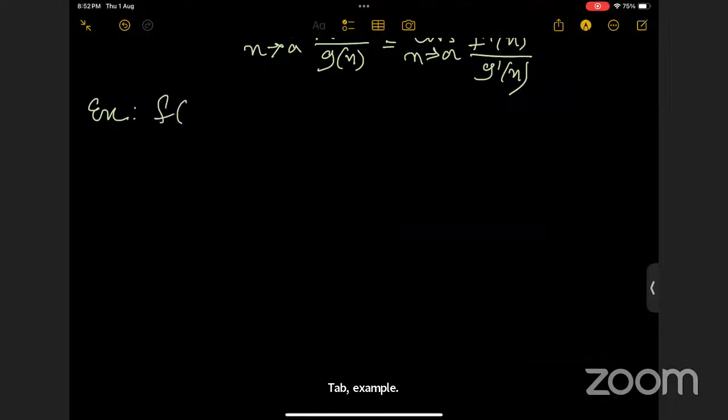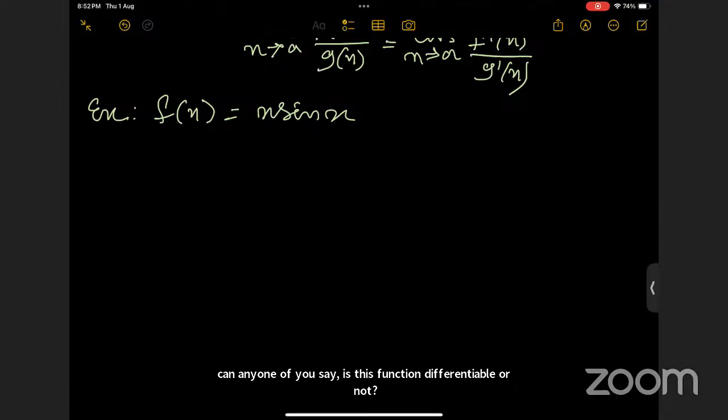Suppose you have a function x. Can any one of you say, is this function differentiable or not? Yes, ma'am, it is differentiable. Okay, so what is the reason? How could you say that it's differentiable?